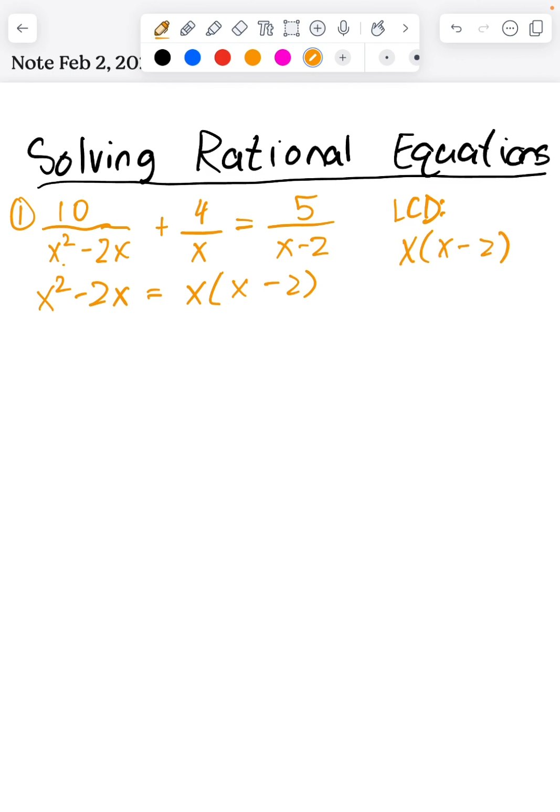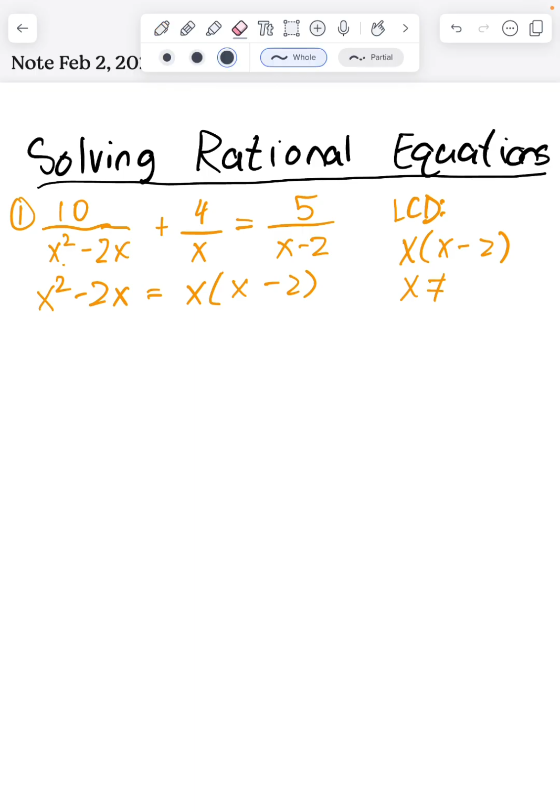Another thing we can do, once we find the LCD, is find what x cannot be. If we find this as a solution, it's extraneous. That means we can't use it. It'll make our equation invalid, which probably means we're dividing by 0, which is not okay for our math class.